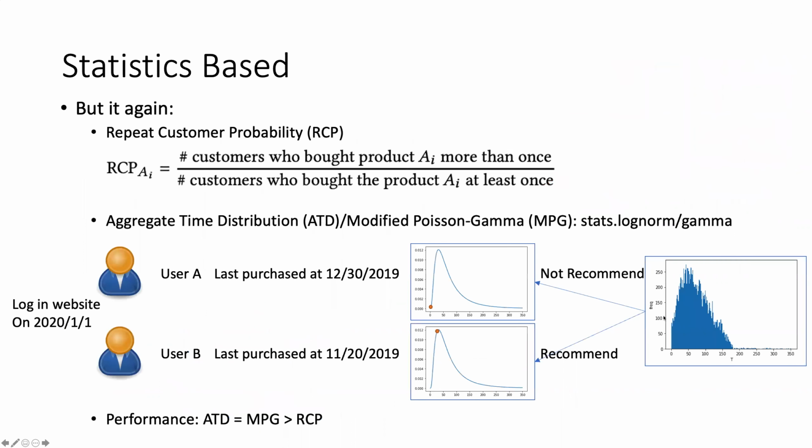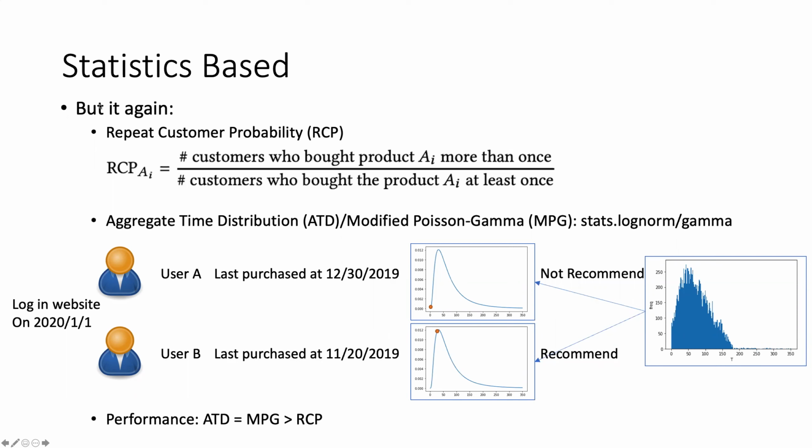Okay. All right, the next statistics-based model we call buy again. So this is one type of recommendation. And under this type, we have a couple of algorithms. Those were first published by Amazon. So they recommend these 3 algorithms here. One is the repeat customer probability, right?